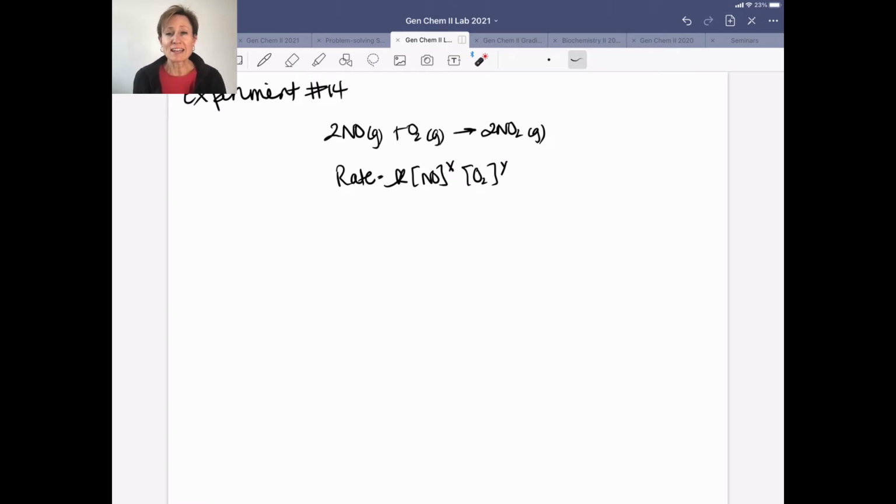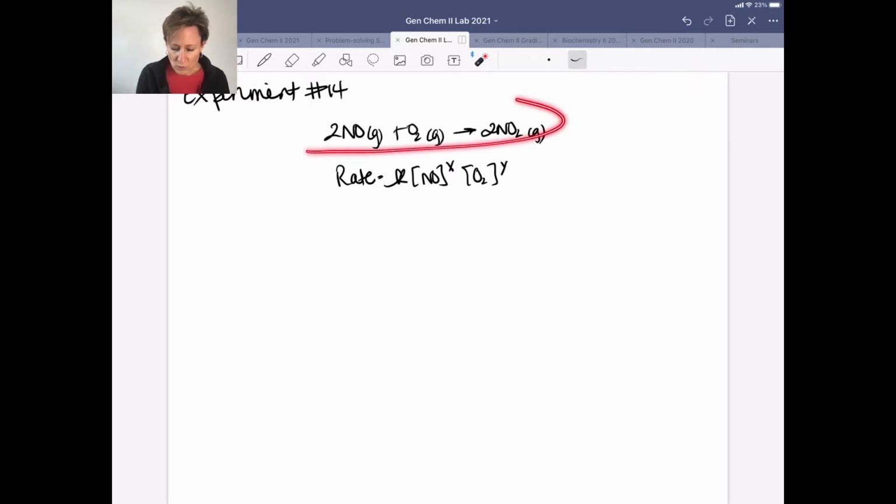Experiment 14 is another experiment on kinetics and using that to determine reaction orders and rate constants. But rather than in experiment 13, where we actually use the method of initial rates to determine that information, we're going to be taking experimental data and graphing it to determine reaction order, and then using a lot of the same methods that we've already used to determine rate constants.